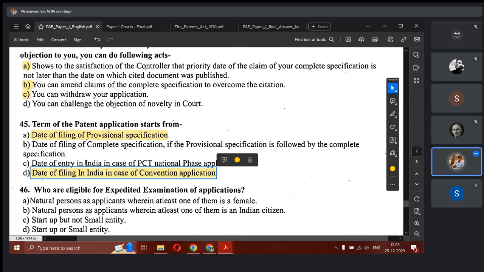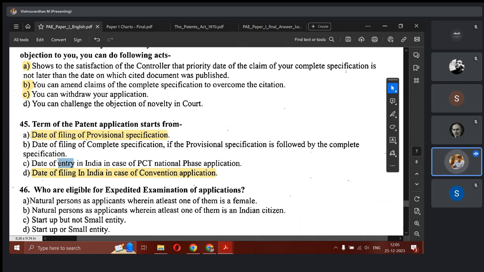Okay. And what option C is saying is the date of entry in India in case of PCT national phase application. See here, they're not saying date of entry in India in case of a conventional application. They're saying date of filing in India. So date of entry means you filed the PCT somewhere else or you're drawing in other priority, and now you're entering India. So whenever you're entering a country, that means you're claiming a priority of an earlier application, the earliest filing. So it can't be the entry date. So C is wrong.